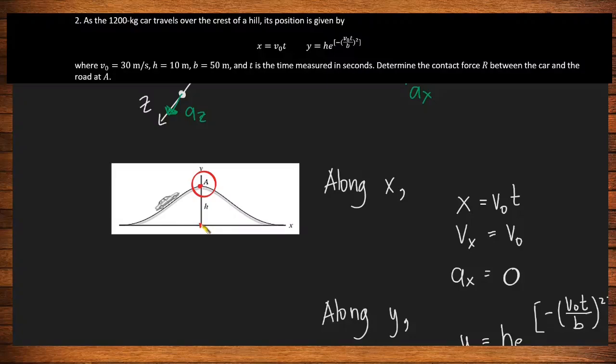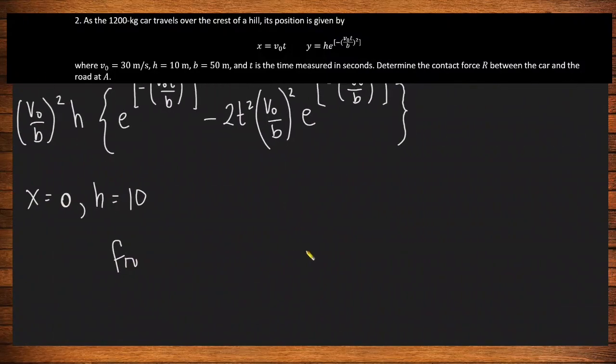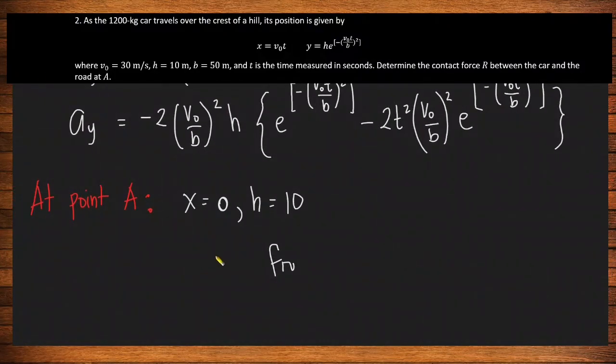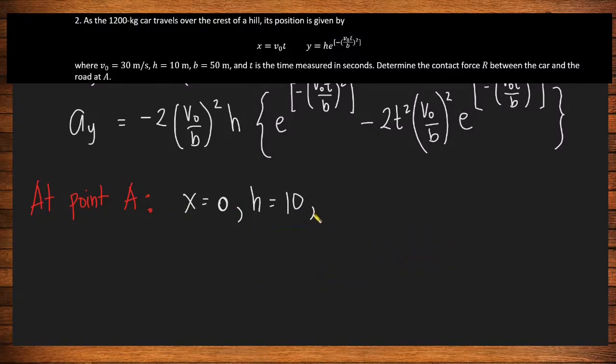So at point A, we can see that our x is equal to 0 and then yung h naman natin is equal to 10. And from our equation for position along the x direction, x is equal to v sub o times t, we can see that if our x here is equal to 0, our time t will also be equal to 0. So at point A, we now have these conditions. So if we substitute this to our acceleration equation, ax natin, again, that is equal to 0.